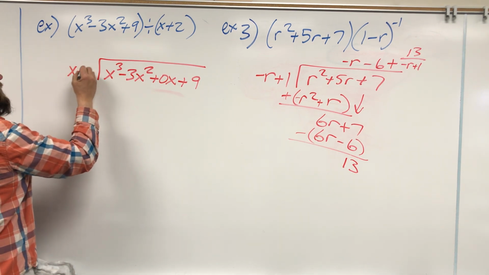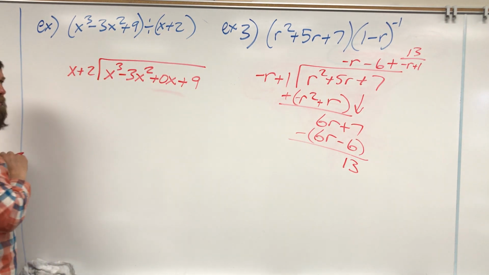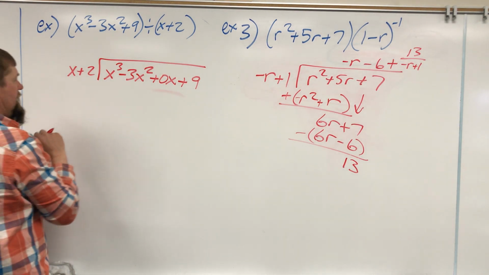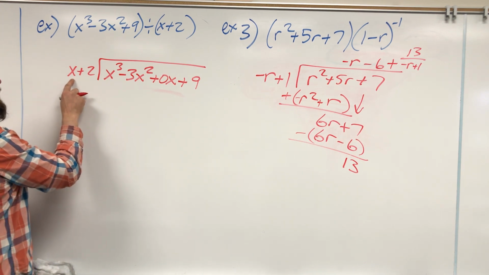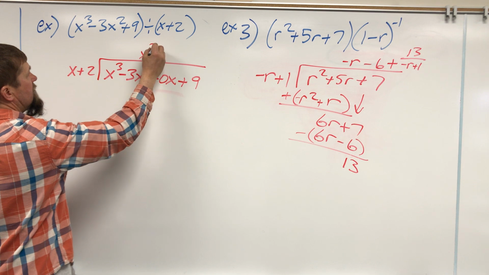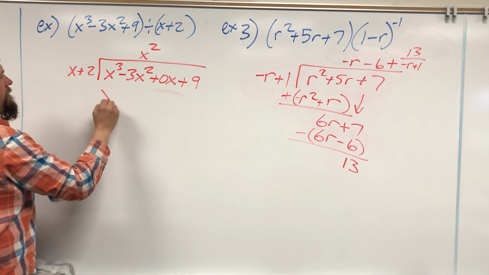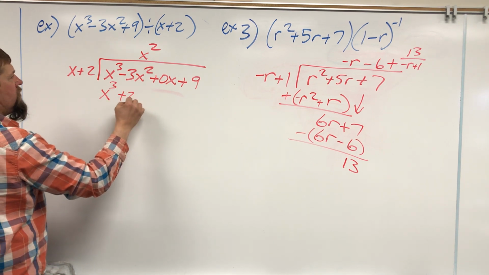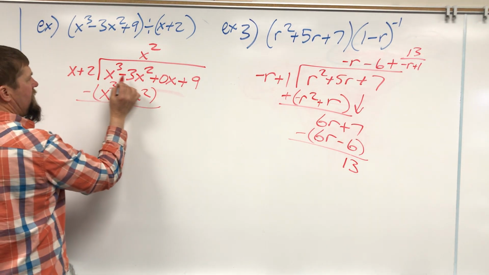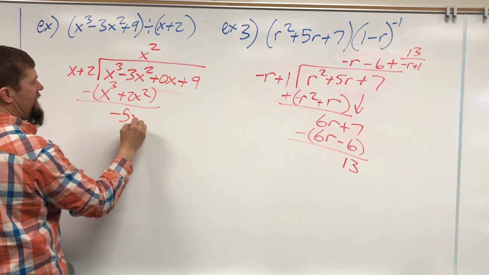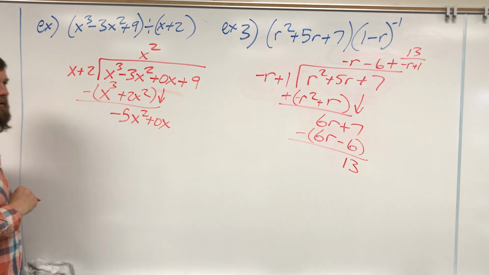Now, we still do the same thing up front. If you're missing something after the first term here, you would have to put that in as 0 as well. We're not. We start with linear. We have a constant. We're done. Do the same thing. What do we multiply x by to get x cubed? That's x squared. Multiply it back times both of them. We get x cubed plus 2x squared, and then we're going to subtract. This time we get negative 3 minus 2 is negative 5x squared. Drop the plus 0x.